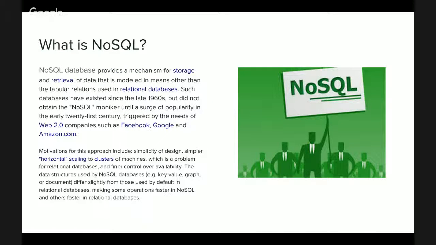So what is NoSQL? A NoSQL database provides a mechanism for storage and retrieval of data that is modeled in means other than the tabular relations used in relational databases. Such databases have existed since the late 1960s, but did not obtain the NoSQL moniker until a surge of popularity in the early 21st century.